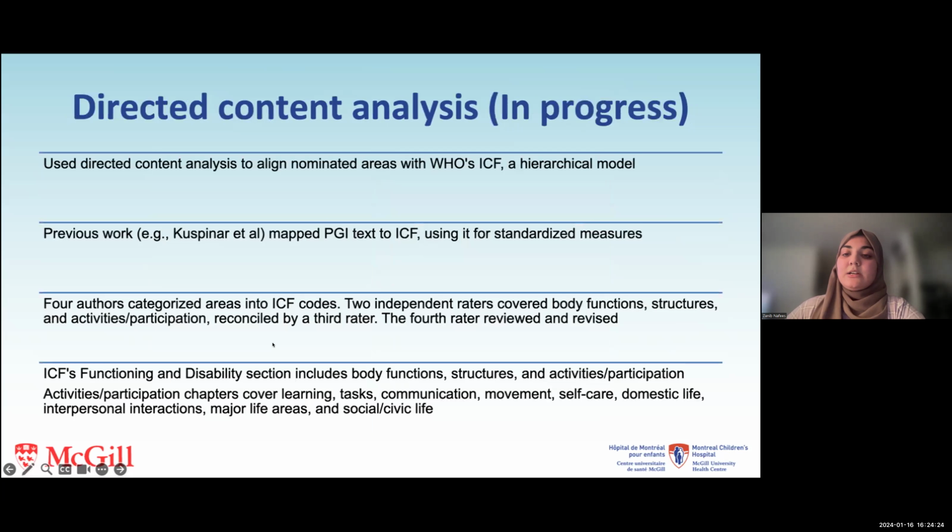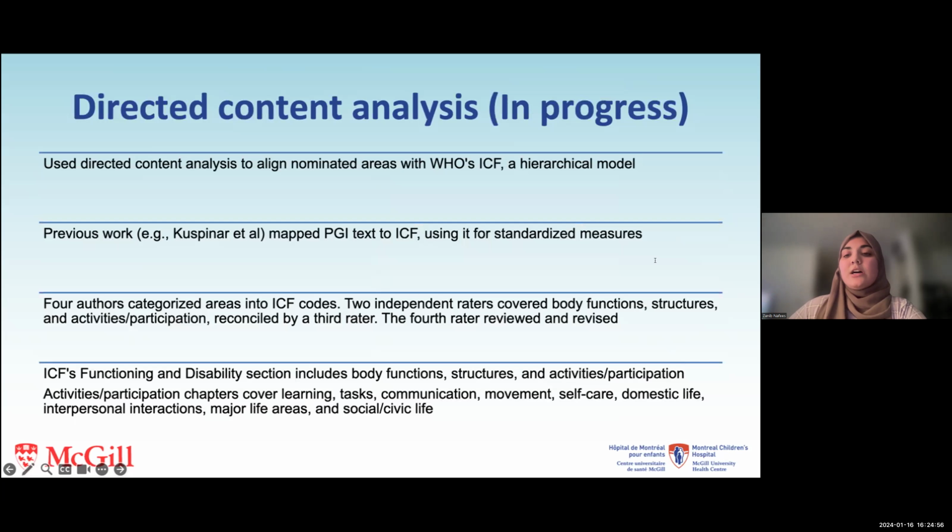So in this study, directed content analysis was employed to align the nominated areas with the WHO's ICF. So the ICF is recognized as a prominent model for delineating function, disability, and health. It boasts a hierarchical coding structure, and so previous research, such as the work by Cuspiner et al., focused on the textual mapping of content from PGI to the ICF. And so really the ICF served as a valuable tool for mapping items from standardized measures, providing evidence for content coverage.